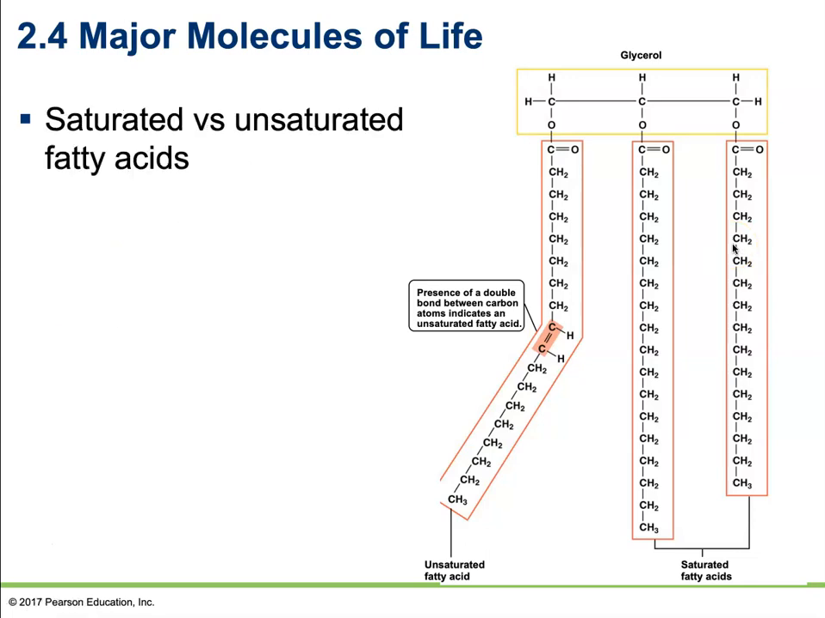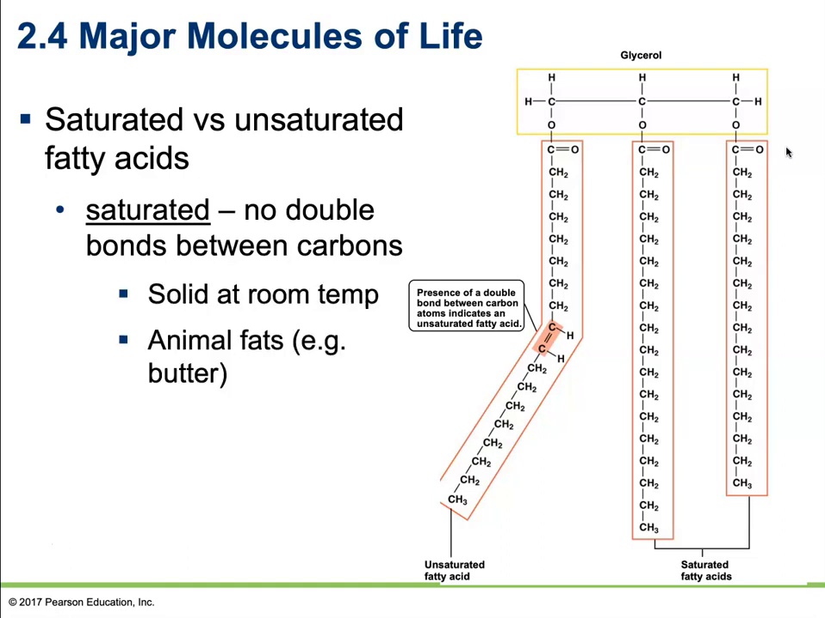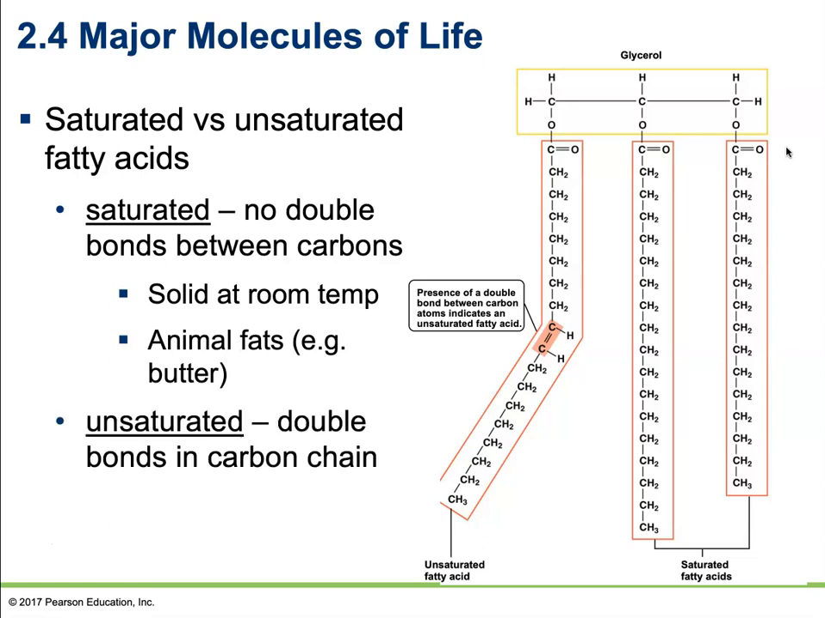All right. Diets high in animal fats have been associated with circulatory disorders. The concern is that these saturated fatty acids might accumulate in the bloodstream. So saturated fatty acids have no double bonds between those carbons. They're solid at room temp, tend to be from animal origin. Unsaturated fatty acids have a double bond.